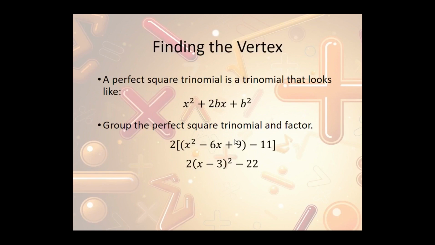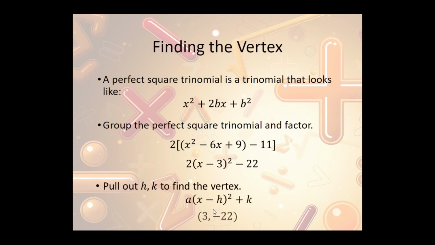Now how do we find the vertex then? Once we've completed the square, now we just plug this in. We recognize that this is the h value, and it's always supposed to be minus h. So my h value is just here, so this is going to be positive 3. And then my k value is supposed to be positive, so this one's negative, so it would be minus 22. So my vertex would then be (3, negative 22). That's how I find the vertex once I've completed the square.